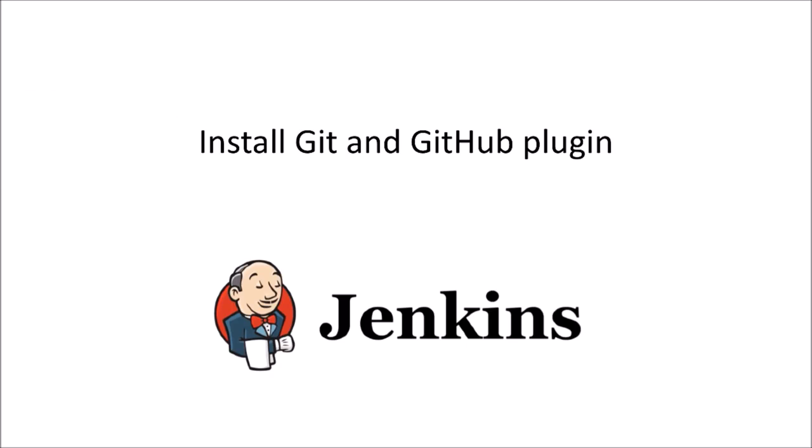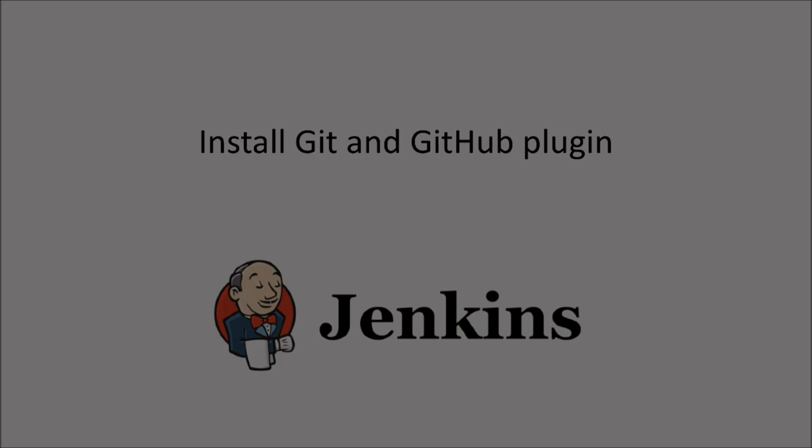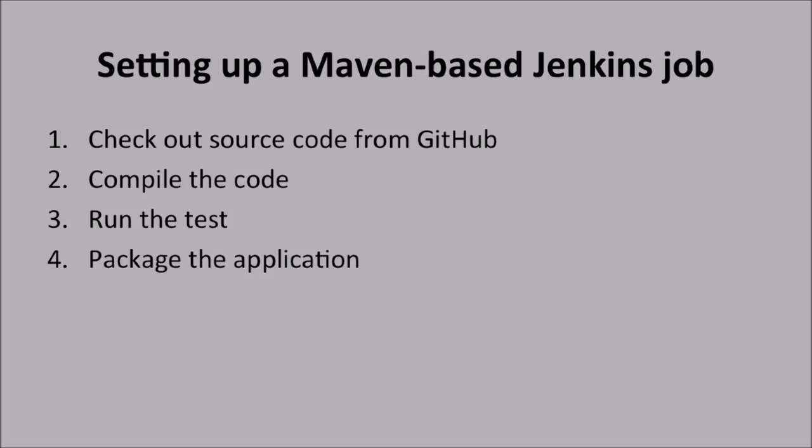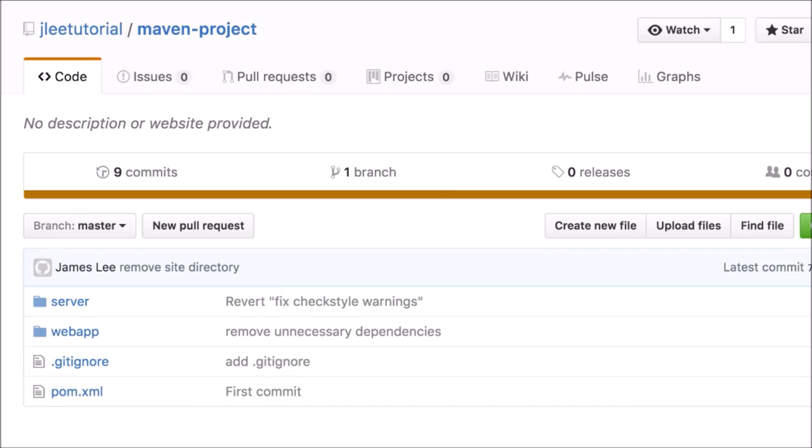In the previous lecture, we have seen how to create and trigger a simple Jenkins build job. But the Jenkins job doesn't do much besides printing out the Hello Jenkins message. In this and the following few lectures, we'll set up a more practical Maven-based build. This Jenkins job would check out the source from GitHub, compile the code, run the test, and package the application. The project we're going to build is a very simple Maven project. Since it's a Git project and it's hosted on GitHub, we'll need to install Git on our local box and install GitHub plugin on Jenkins.